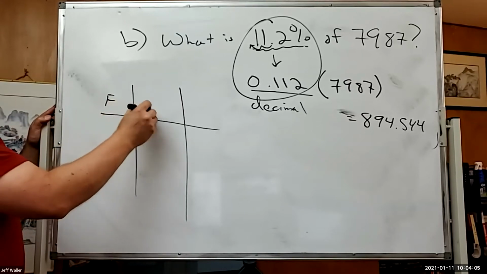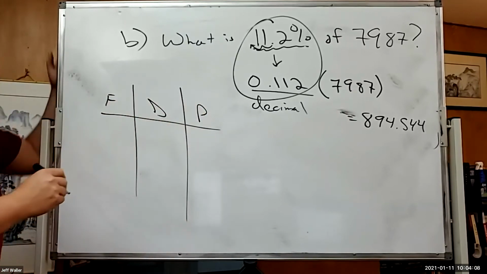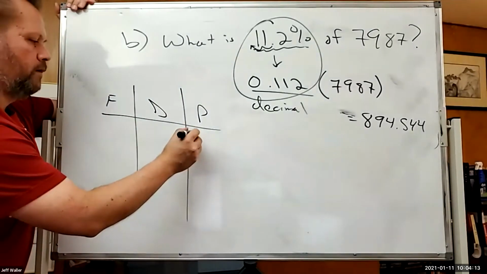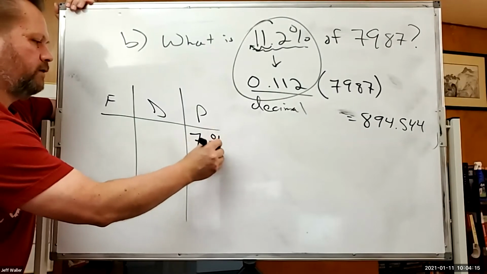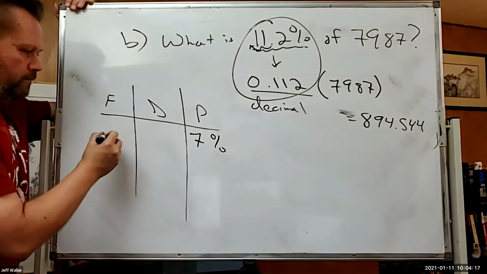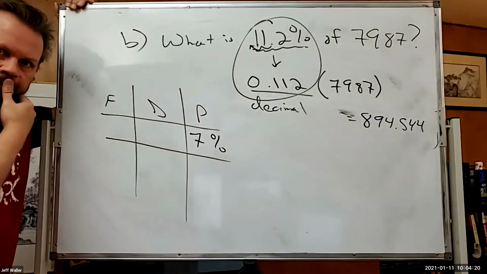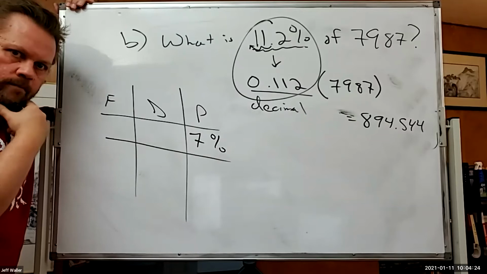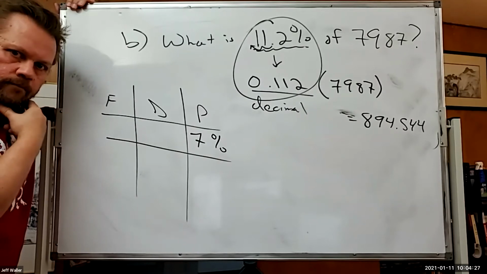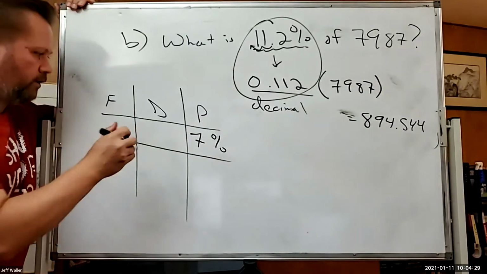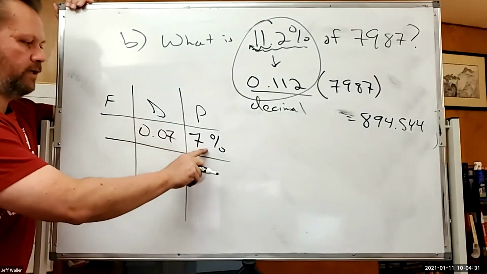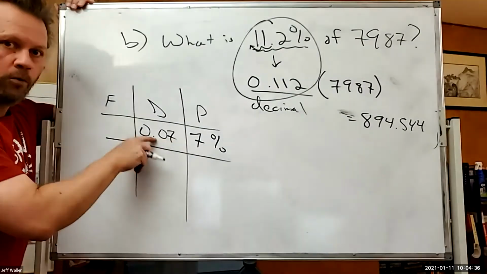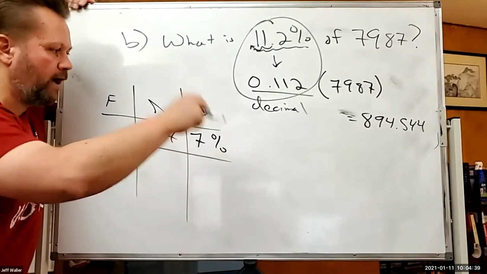Fraction, decimal, percent. Right. So if I had 7%, what would that be as a decimal? 0.70. I meant 0.07. Good. 0.07. You got to move the decimal once, twice. So once, twice. Why? Because percent means divide by 100.